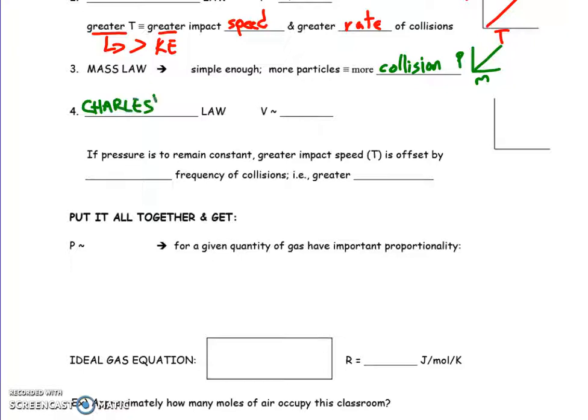Okay, I'm not sure where the apostrophe goes. And that looks at the relationship between volume and temperature. So with the simulation, it doesn't work as well, so I'm just going to give you the law and the graphical, and then we'll just put it all together, right?